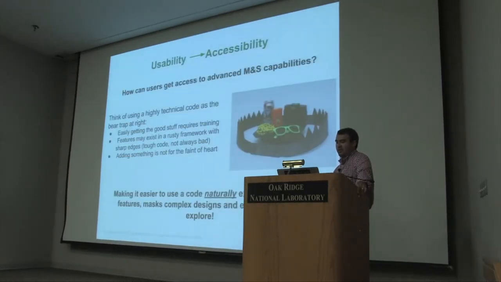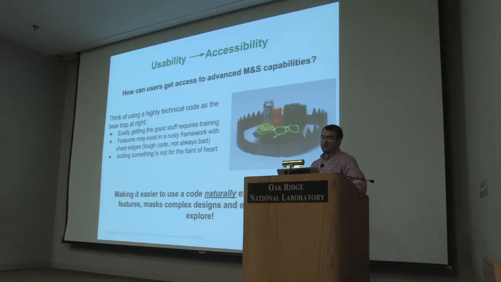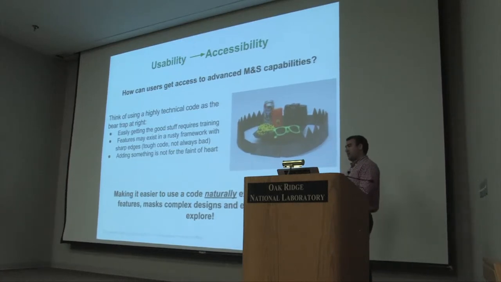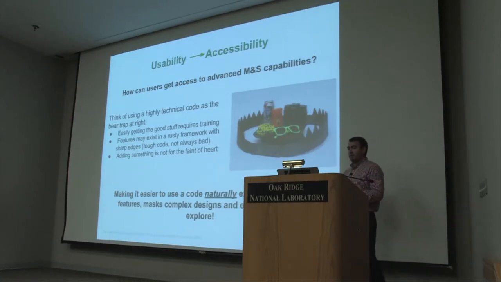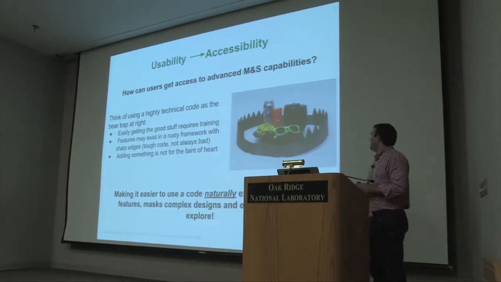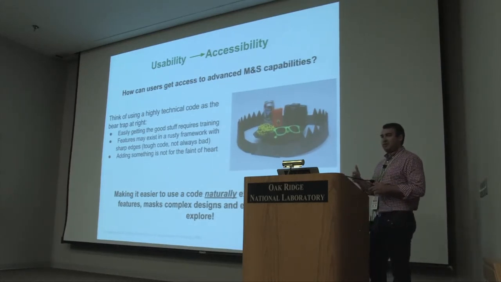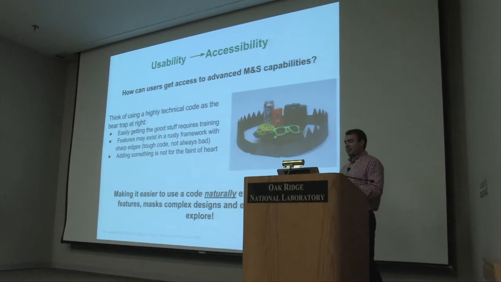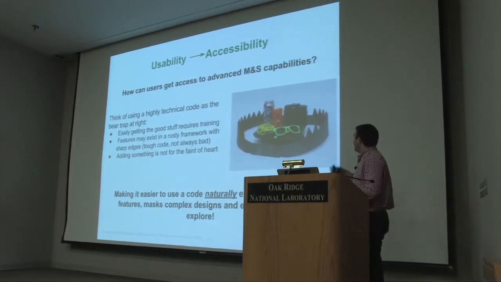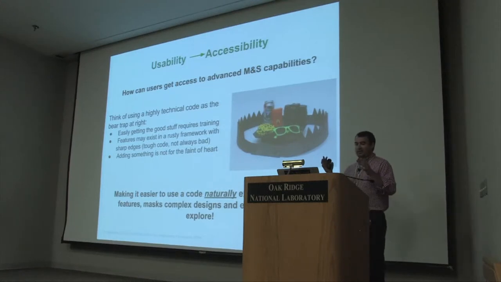So why do we even think about providing a tool like ICE? It all gets back to usability and accessibility of really important scientific computing codes. I think this picture's really funny, but think of using a very complex code just like the bear trap over here. There's some good stuff in the bear trap that you might want to get out. I don't really know what the chain is for, but you've got some beer, some smokes, some sunglasses. Some really good stuff you're trying to get out, right?